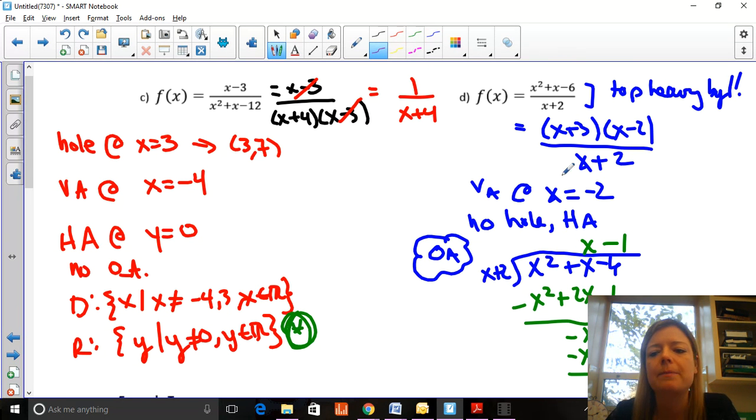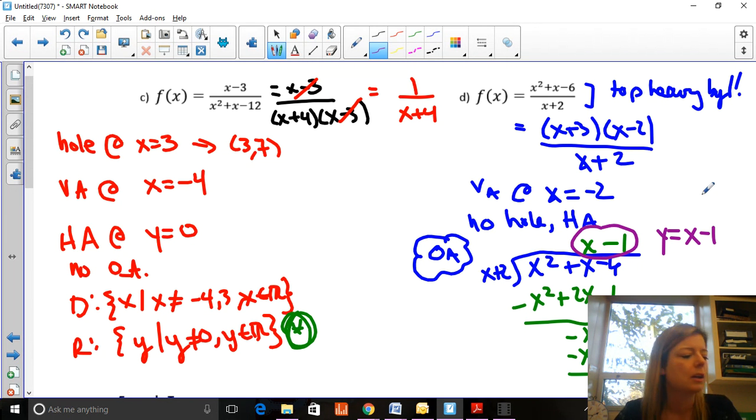Okay. So therefore, this is your oblique asymptote: y equals x minus 1. So then your domain is x such that x cannot equal negative 2, but x is in the set of all real numbers. And your range is any real number.